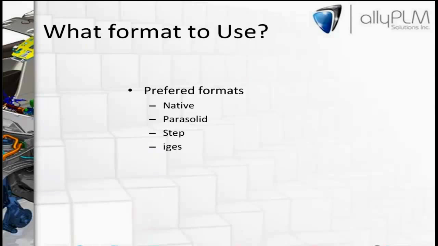So now we're going to answer a question that I'm sure a lot of you have, and that's, I'm getting files from a vendor and I need to know what format I should ask for. Well, here you go. First off, you should always try and get native files. For instance, we can open files from SolidWorks and ProE and Inventor, so if you can get those files, you should get those first. If not, you can get Parasolid or Step or IGES. Those are the preferred formats to import.